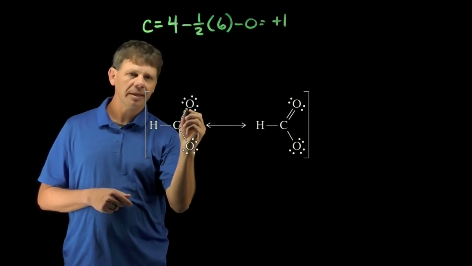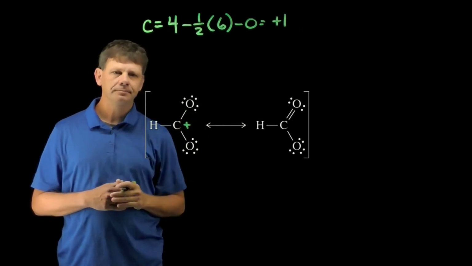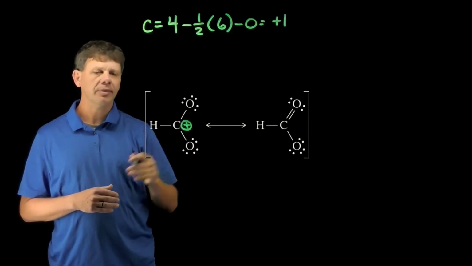We can figure out where to put that plus charge. We'll put it right about here. We have the +1 formal charge, and we give a circle around that.